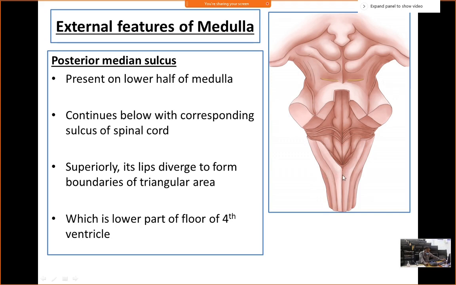So this posterior median sulcus we can see in the lower part only, and in the upper part it becomes open. See here, the central canal now becomes the cavity of the fourth ventricle. That is why we cannot see the posterior median sulcus in the upper part of the medulla oblongata. Only in the lower part can we see it. Inferiorly, this posterior median sulcus becomes continuous with the posterior median sulcus of the spinal cord.